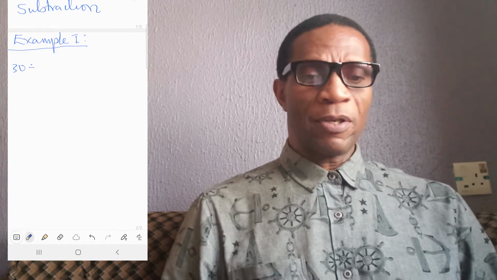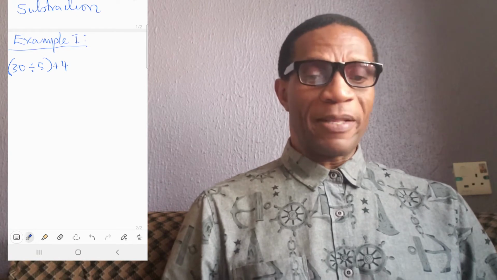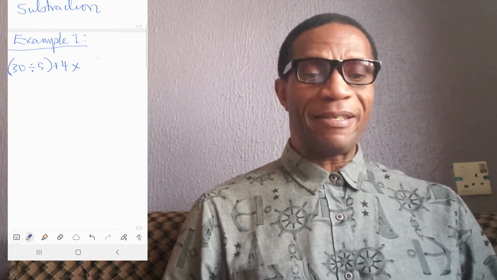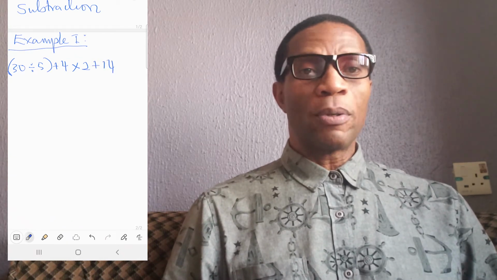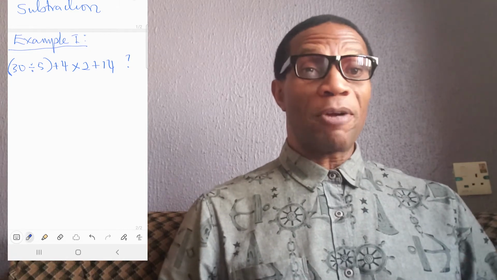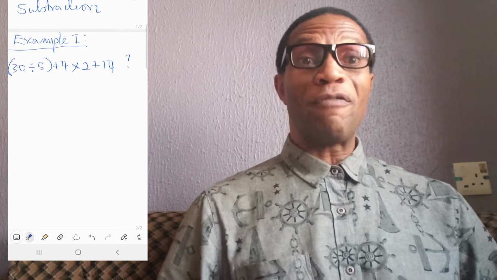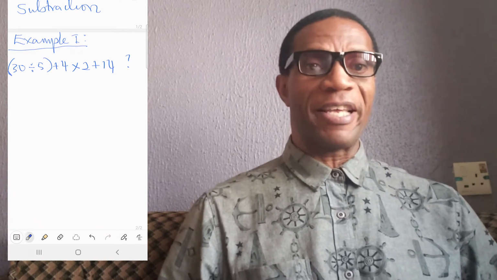So example 1 is, we have in bracket the numbers 30 divided by 5 plus 4 times 2 plus 14. That is, in bracket we have 30 divided by 5 plus 4 times 2, and plus 14. Now, how do we begin? We begin using BODMAS. You look out for the occurrence of a bracket and you resolve the bracket first, since the B is the first thing in the sequence.